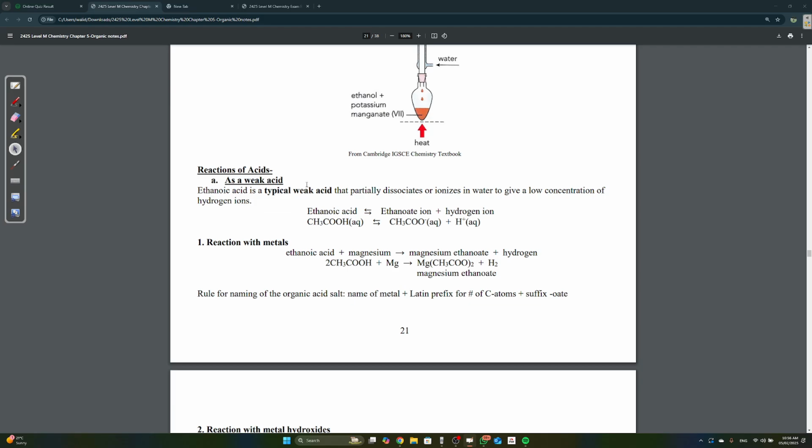So ethanoic acid is a weak acid, okay? It partially dissociates. So why do you need to know this? Because if they ask you which one represents the dissociation, you need to know that when it dissociates, it's a double arrow because it's partial dissociation, okay?